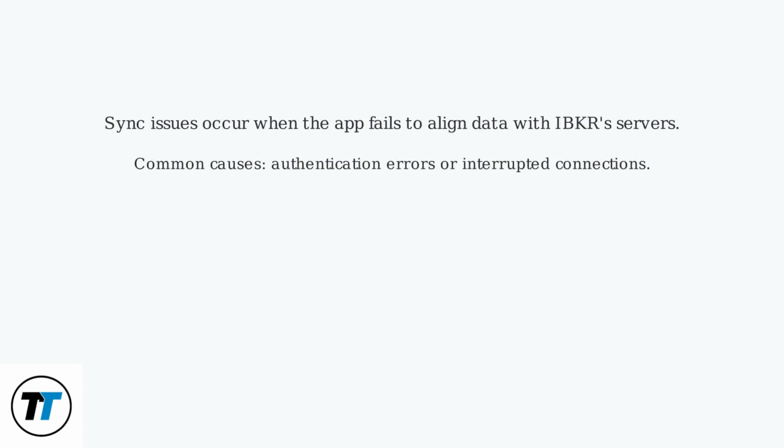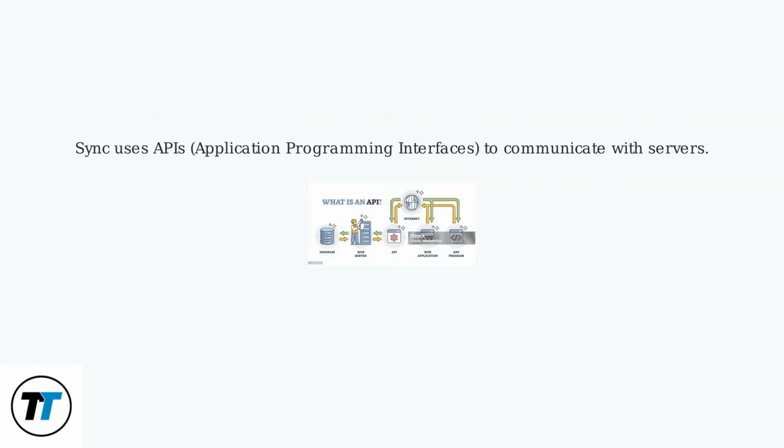Sync issues occur when the app fails to align data with IBKR's servers. This happens due to authentication errors or interrupted connections. Sync uses APIs to communicate with IBKR servers. APIs are interfaces that allow different programs to exchange data.